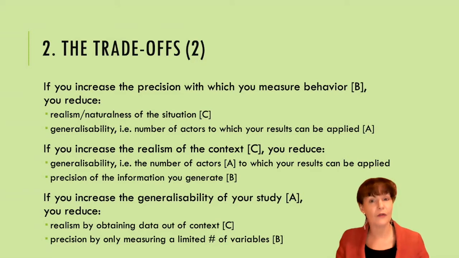Okay, so how do these trade-offs work in practice if you're designing a research strategy? Well, first, let's assume you are focusing on precision, the precision with which you measure the behavior. You could do this, for instance, by designing a laboratory experiment. In doing so, you are reducing the realism and naturalness of the situation as you are conducting the experiment in a laboratory setting, which is not a real setting. You're also reducing generalisability, the number of actors to which your results can be applied, because you're usually focusing on a specific group of people.